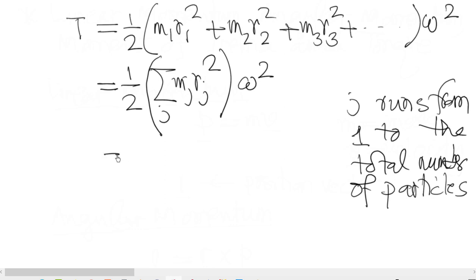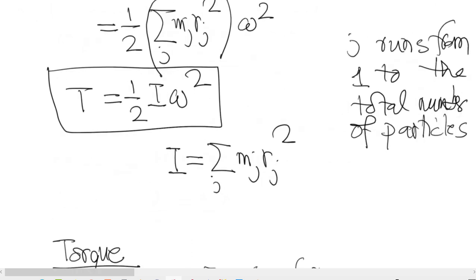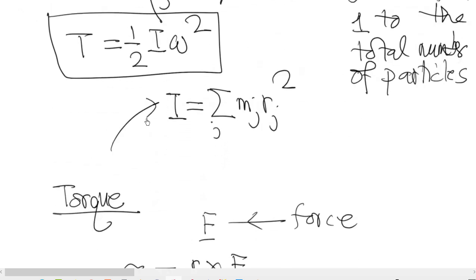Now we would like to write down this expression as half I omega square. So this is the kinetic energy of the rotating body, where I is the summation over j of mj rj square. This is actually the moment of inertia of the body.